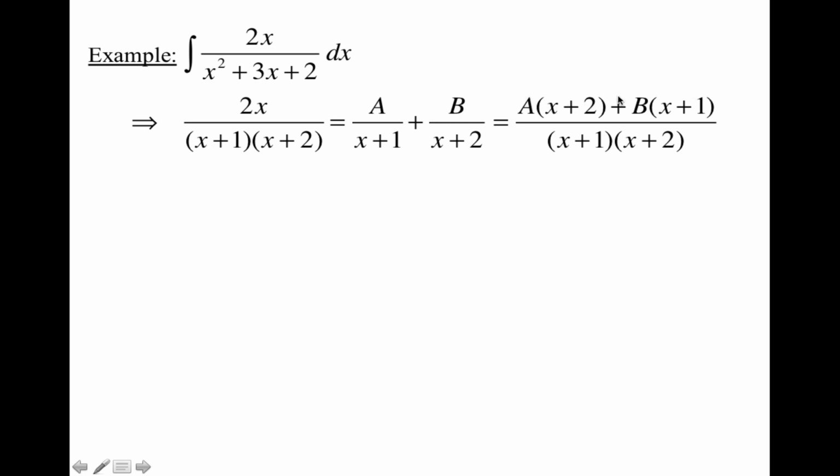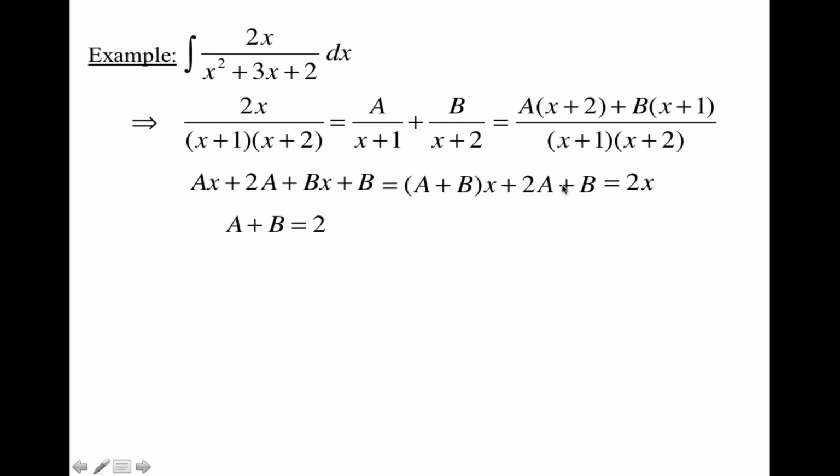Go ahead and in the numerator, distribute, combine and group the like terms, so the x's together and then the constants together. Now we're going to equate this to our original numerator, 2x. So for the x term, we have a plus b, so that's going to have to equal 2. Now we don't have a constant over here in my original numerator, so that means 2a plus b equals 0.